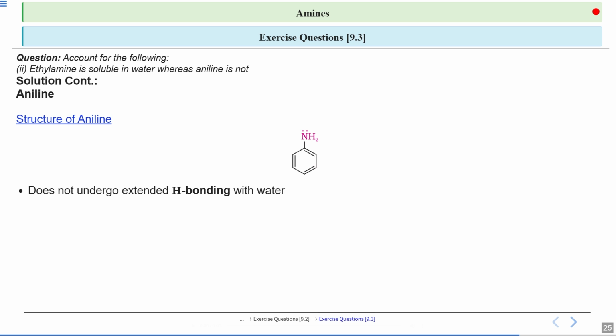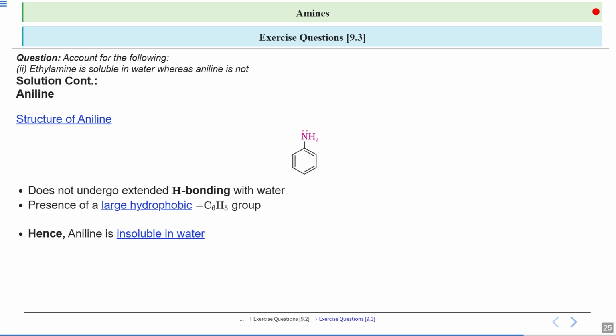There is a presence of a large hydrophobic group. Hydrophobic means water repelling. If you see this C6H5, this is a large hydrophobic group. This reduces water solubility and increases the molecular interactions with non-polar surfaces. So over here, aniline is therefore insoluble in water.